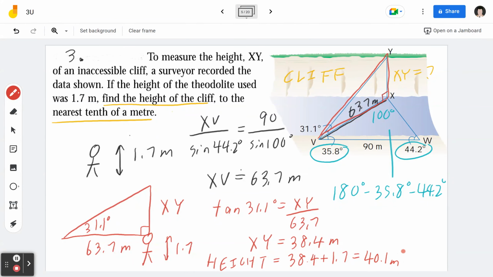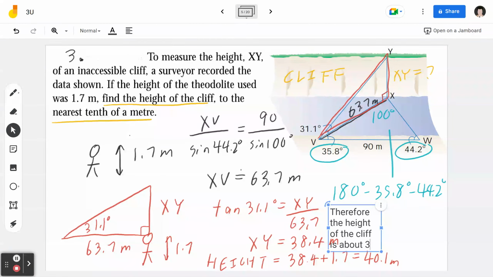So again, to make this very clear, we're going to add a final statement. Therefore, the height of the cliff is about 40.1 meters.